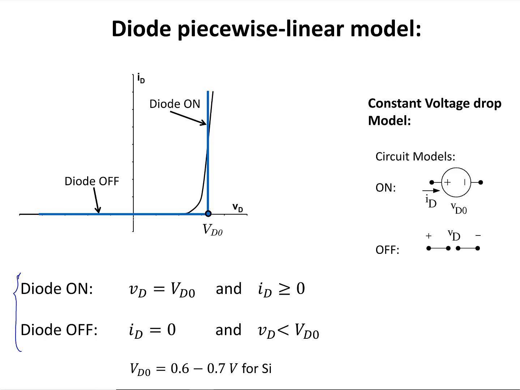The circuit models that we're going to use for the diodes are, when the diode is off, we're going to represent it with an open circuit, as you can see in here, and when the diode is on, we're going to represent it with a constant voltage drop model. That is the symbol of a voltage source with its voltage value equal to VD naught. But this doesn't mean that the diode supplies voltage. It just means that when the diode is on, a voltage equal to VD naught is going to be dropped across the diode, and this voltage is a constant.